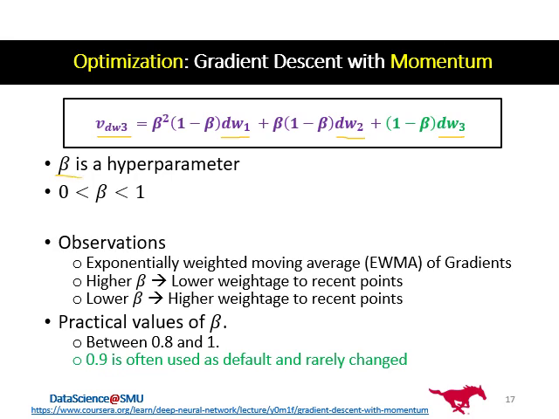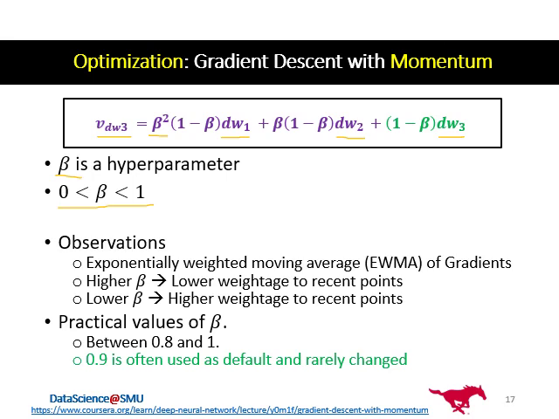Now typically the value of beta is between 0 and 1, and what you will observe is that if I were to use a lower value of beta, let's say a very small value, then the term beta square would be even lower, right? That would mean that it's going to weight the earlier gradients much lower compared to the later gradients. On the other hand, if I were to use a very large value of beta, then the beta square term would be very close to 1, and that would mean that I would weight the previous gradients much higher compared to the more recent gradients.